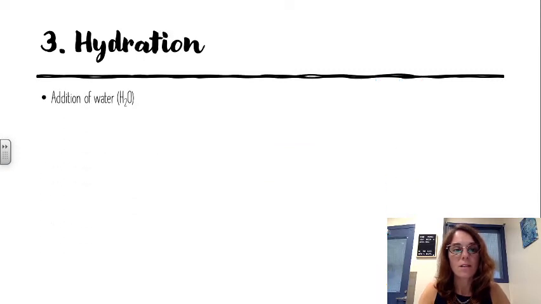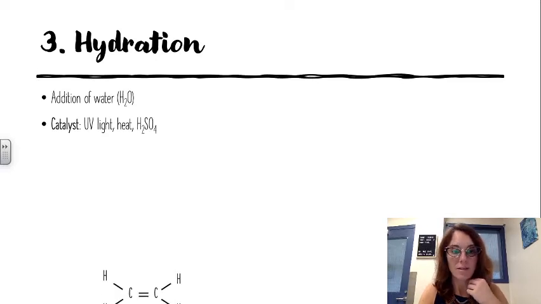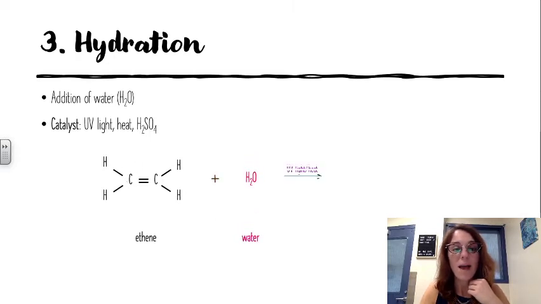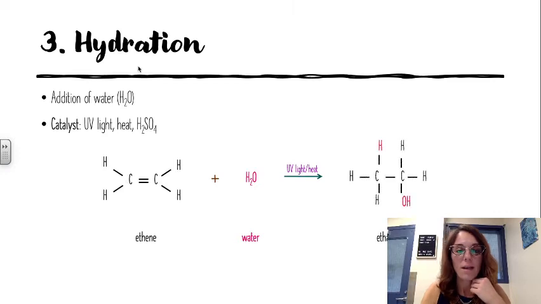Okay, so here is the last one. So a hydration is the addition of water. Again, our catalyst could be UV light, heat, or sulfuric acid. That can also be a catalyst here. So here I have ethene. The double bond between the two carbons will break. I'm adding water here. And when the double bond breaks, I have an open bonding site on each carbon. So the hydrogen and the hydroxyl group will bond there.